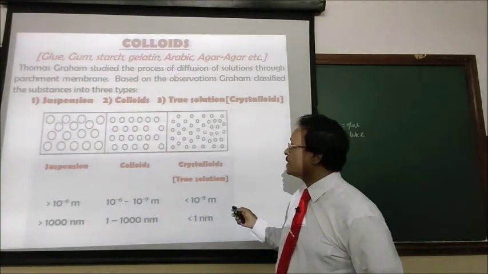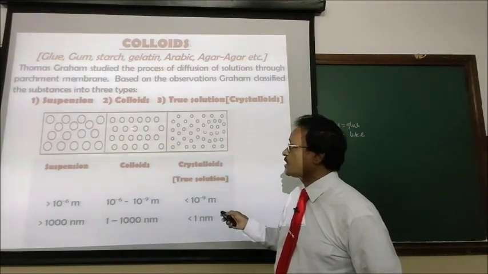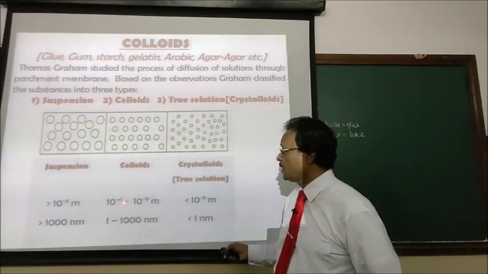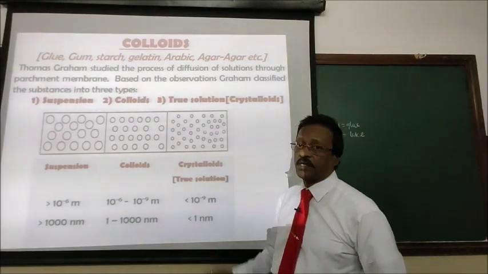Observe here: bigger than the particles of the true solution. And he estimated the particle size. The particle size was found to be between 10 power minus 6 to minus 9 meter, and he called these substances the colloids.